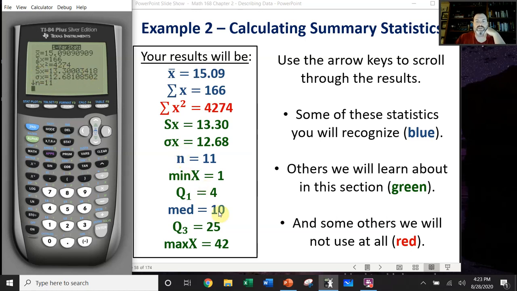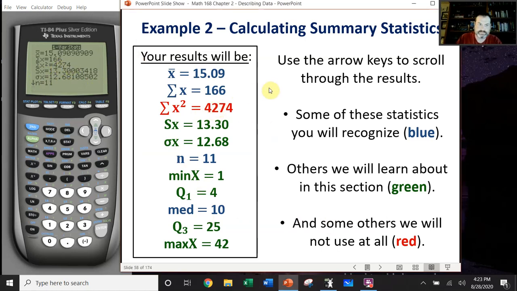And then we're going to learn about these other green ones. And one of them we don't use at all. This sum of x squared, we don't use this, so you don't need to worry about it. So on the homework, if your homework says, compute the standard deviation of this data set, you will type it in using this method, and you will read S as your standard deviation, not sigma.